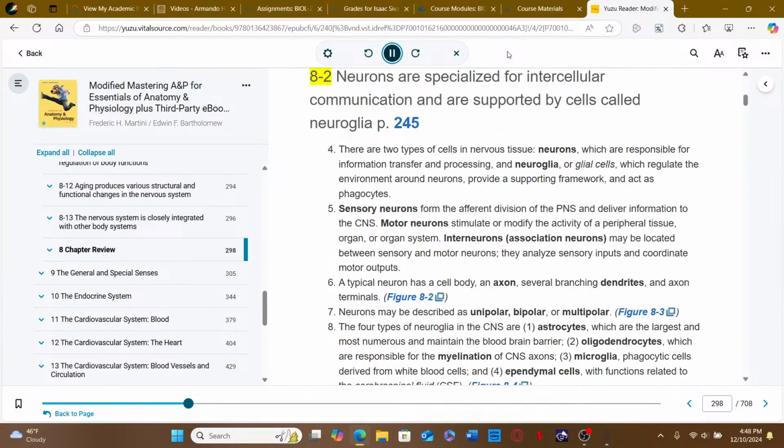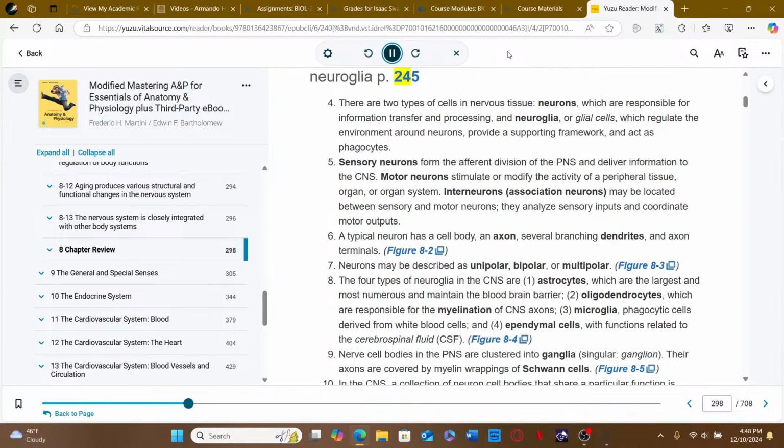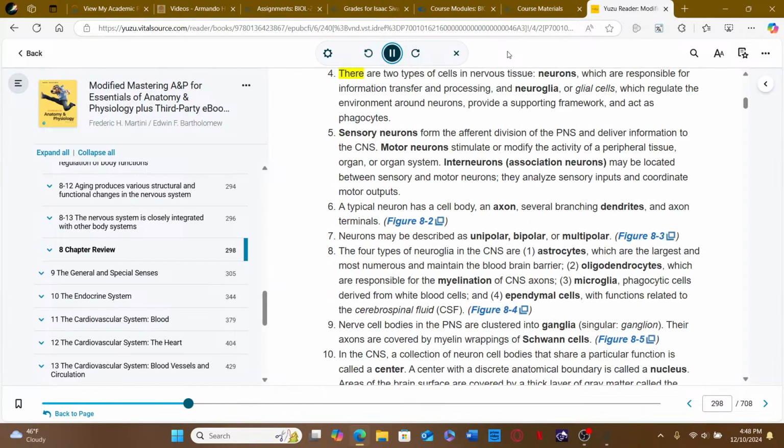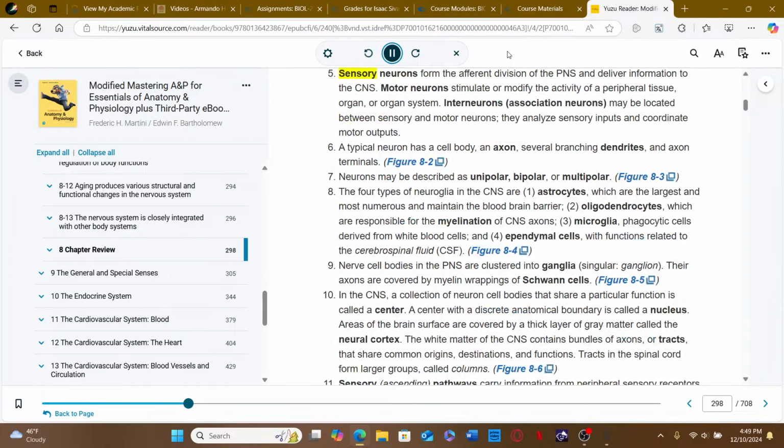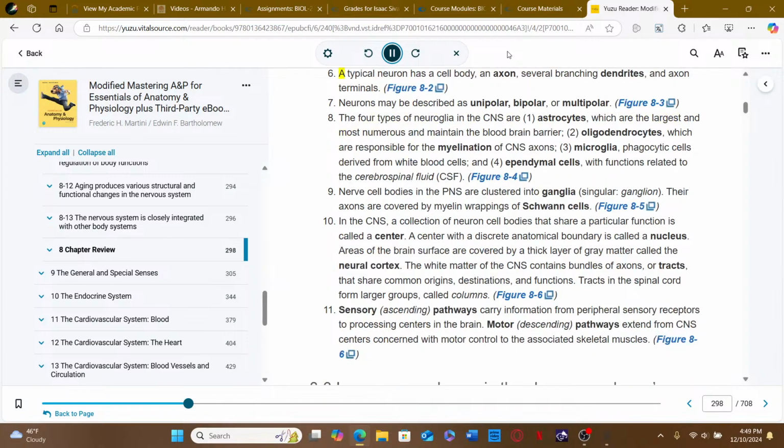Neurons are specialized for intercellular communication and are supported by cells called neuroglia. There are two types of cells in nervous tissue: neurons, which are responsible for information transfer and processing, and neuroglial cells, which regulate the environment around neurons, provide a supporting framework, and act as phagocytes. Sensory neurons form the afferent division of the PNS and deliver information to the CNS. Motor neurons stimulate or modify the activity of the peripheral tissue, organ, or organ system. Interneurons, association neurons, may be located between sensory and motor neurons. They analyze sensory inputs and coordinate motor outputs.